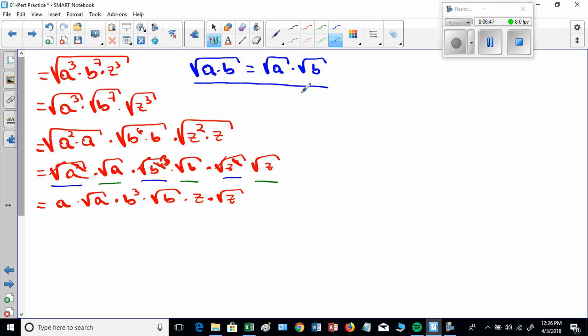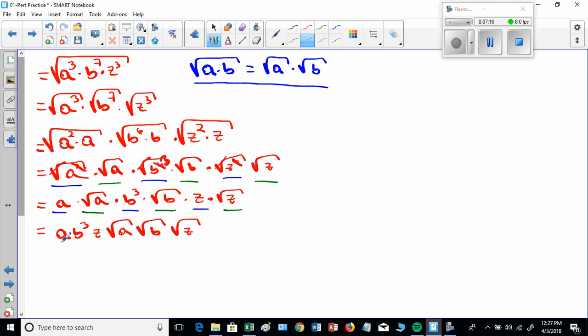Now what we're going to do is bring together this, this, and this, and we're going to bring together this, this, and this. So we're going to just move the terms around. We're multiplying, so it doesn't matter which order you place them. So this is a times b to the third times z to the first power times the square root of a times the square root of b times the square root of z.